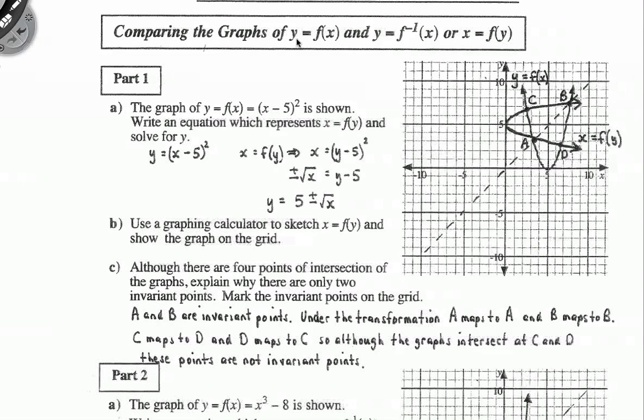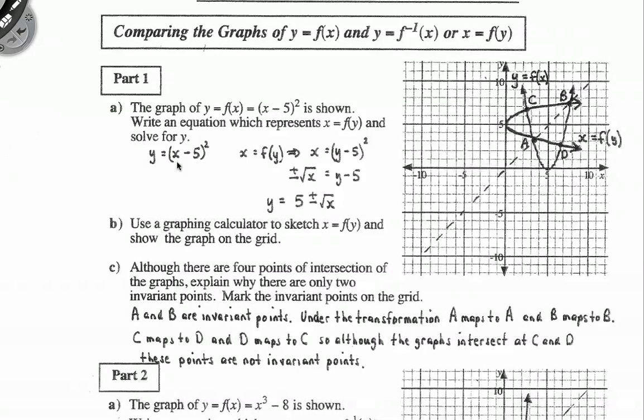Okay, comparing the graphs of y equals f of x and y equals f inverse of x. Or if we just switch the x and y, we get the inverse. So we're going to compare the original graph with the inverse graph. So the graph of y equals (x minus 5) squared is shown. That's the parabola. And if we reflect in this line, we'll get the inverse. So this one here is the inverse.